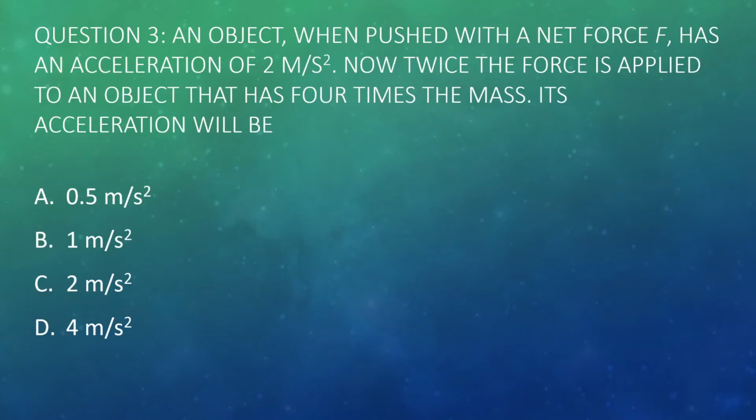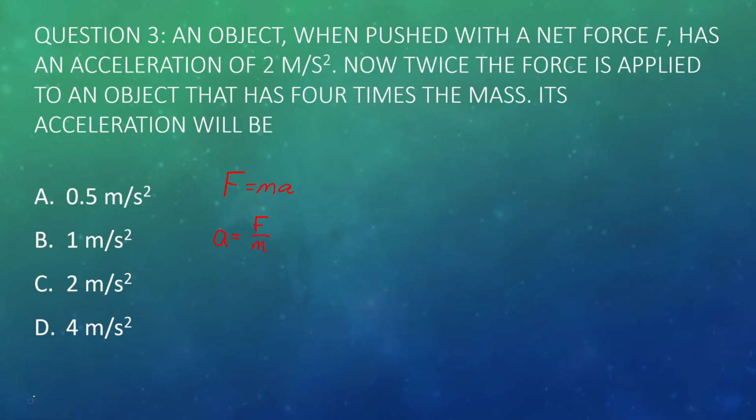All right, let's do one more like the last. An object, when pushed with a net force F, has an acceleration of 2 meters per second squared. Now, you double the force and you quadruple the mass. Its acceleration will be what? All right. Well, again, this problem is asking about acceleration. So let me rearrange the equation again for F over m.